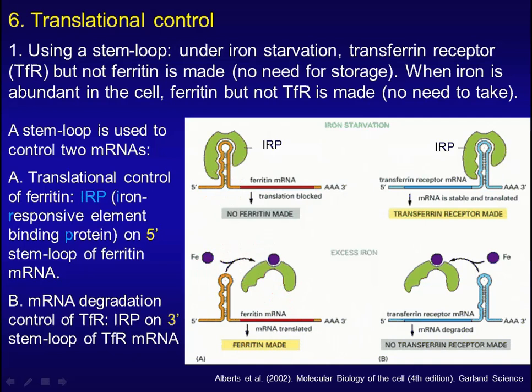In contrast, the mRNA for transferrin receptor, a protein that is responsible for uptake of iron from outside, has a stem loop at the 3' end. When iron levels are low, the same IRP binds the stem loop and increases the stability of the mRNA. More transferrin receptor protein is made. When iron levels are high, iron binds the IRP and releases the protein from the stem loop. Without IRP, the mRNA is degraded and no transferrin receptor protein is made.